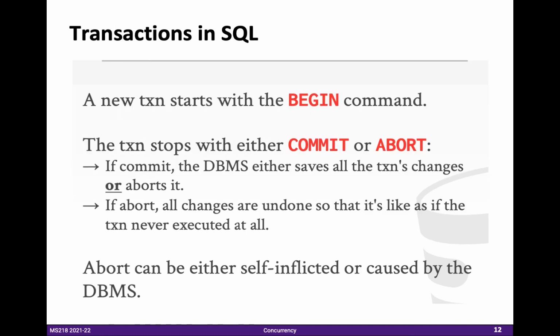Transactions in SQL are very easy. A new transaction starts with the begin command. In your SQL you can just start writing with begin, and then the transaction stops with either commit or abort. If commit, the DBMS either saves all the transaction changes or aborts it. If abort, all changes are undone, as if the transaction never executed at all. So these are the three keywords: begin, commit, and abort. You can use these words to create one transaction.